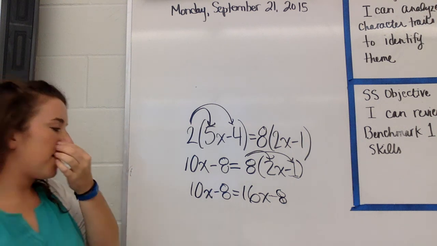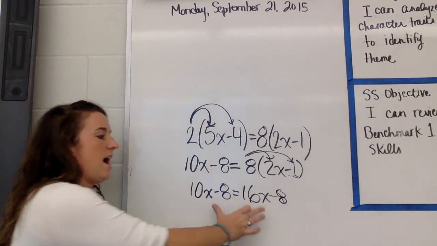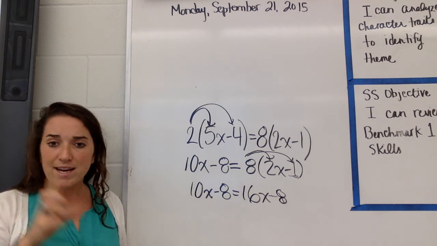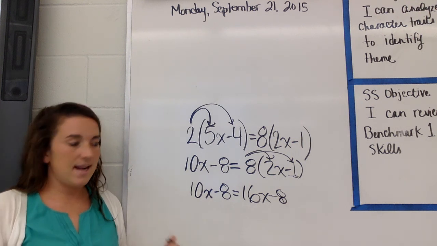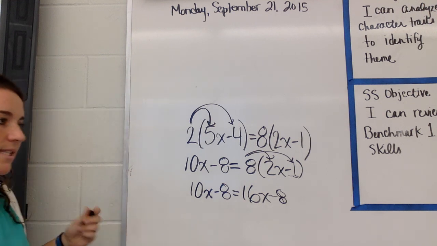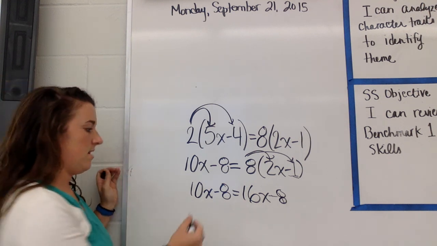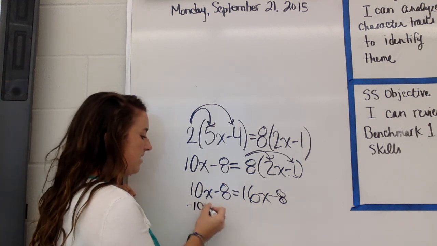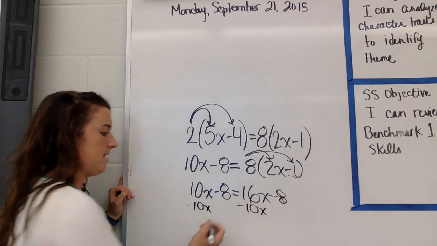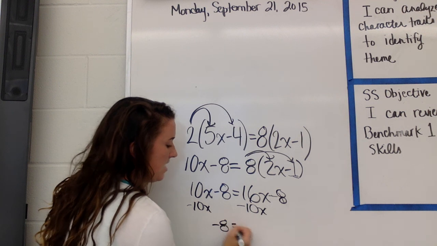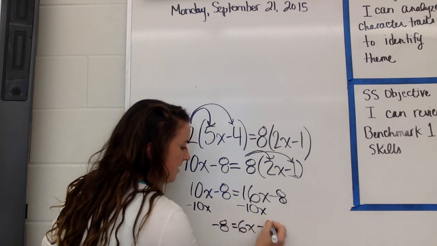Okay, so now when I continue solving this, I have x's on both sides. If I'm trying to get x by itself on one side, what can I do? I need to get rid of x on one side. Which side do I get rid of x on? Yeah, I want to get rid of the smaller x's. So I can subtract 10x from both sides. I'll end up with negative 8 equals 6x minus 8.